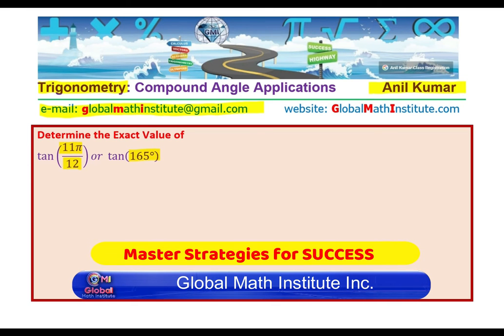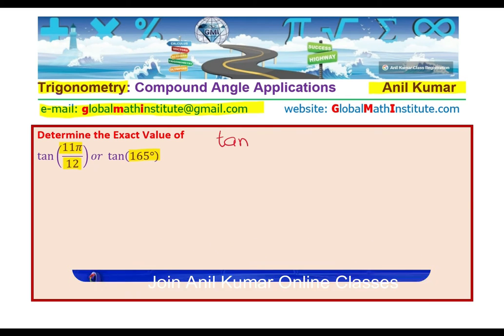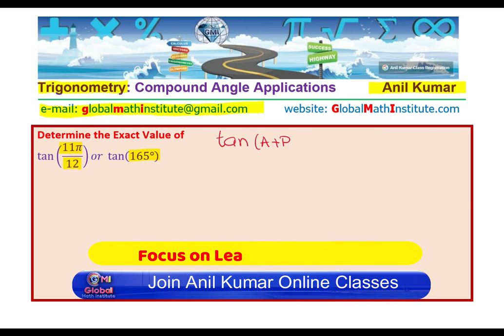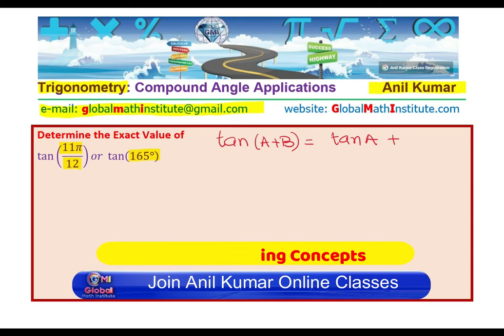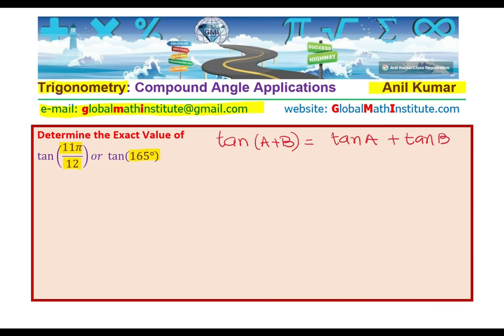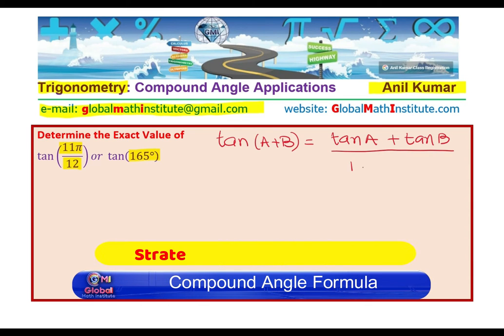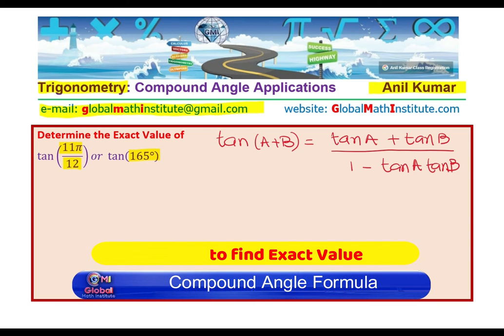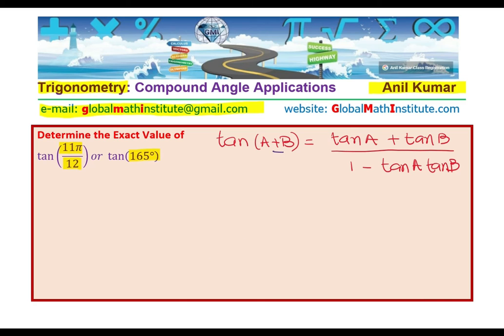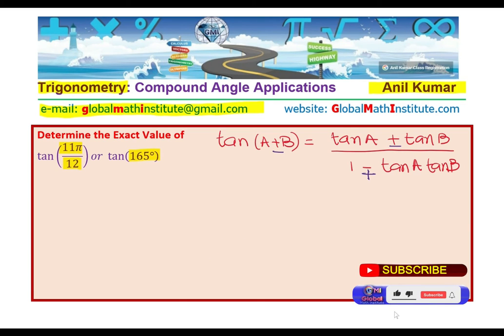Now, to answer this question, we'll first look into things which we should be ready with. We are going to use the compound angle formula, which is the tan A plus B formula. Let me rewrite the formula here for convenience of those who do not remember. It is tan A plus tan B over 1 minus tan A tan B. Now, if we are looking for tan A minus B, then the sign changes. That is the change for tan of A minus B.